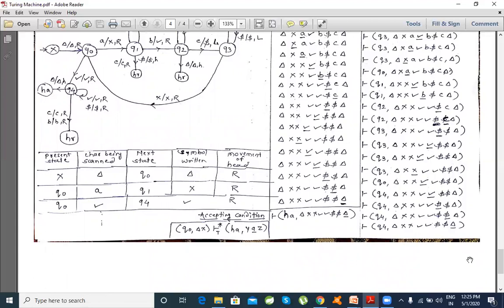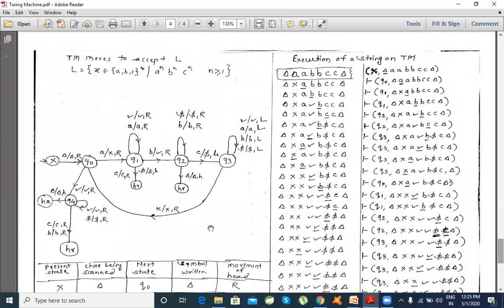Now you would have understood how a string gets accepted and rejected. So what would be the rejection case? You will never reach this particular HA. You will either terminate with HR, or you would terminate in Q1, Q2, Q3, any state except HA. Then the string will simply be rejected.